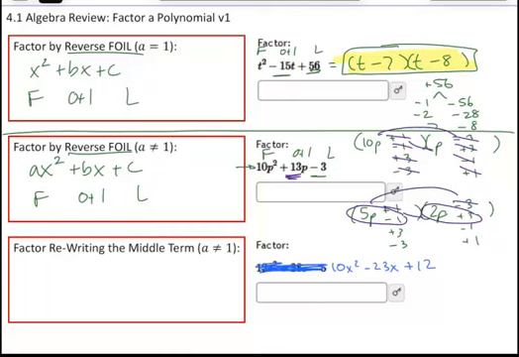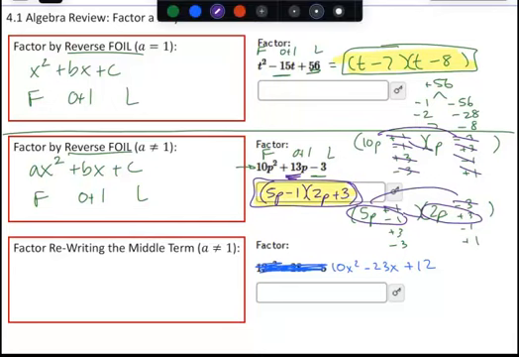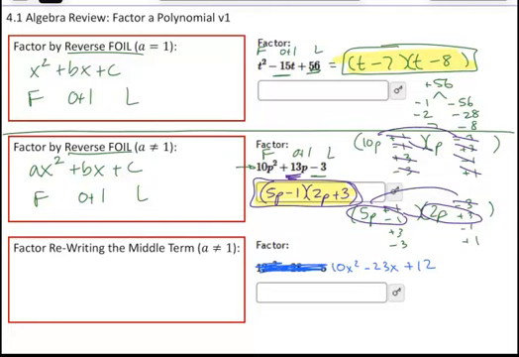Okay, we had 8 possible combinations to test. We solved it on the 6th combination of testing, and so our answer is 5p minus 1 times 2p plus 3. Okay, and so that would be your factored form. So most students are probably most familiar with this process, using the trial and error method to reverse FOIL. There's a second method that you can use.